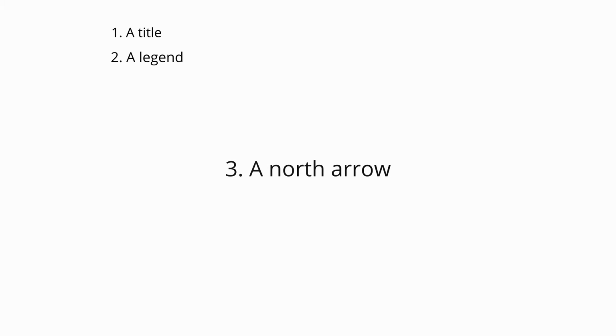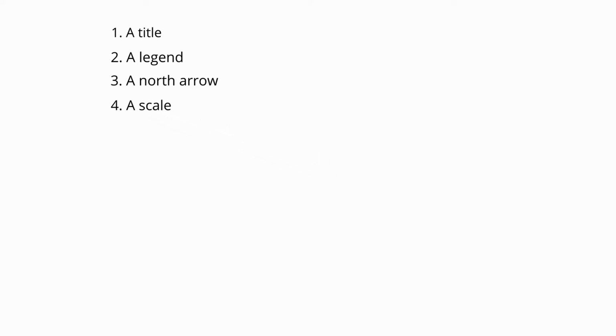3. A north arrow so that readers can orientate the map. 4. A scale for readers to be able to estimate the size and distance of the features on the map. 5. The author. We need to know who created the map, so if we have questions, we can ask them. 6. The date, so readers will know how relevant the map is.